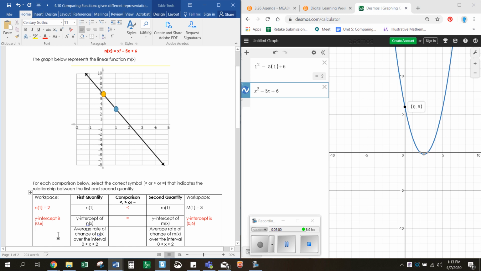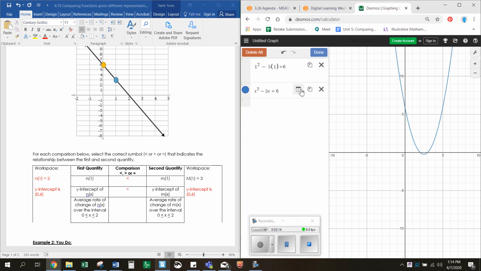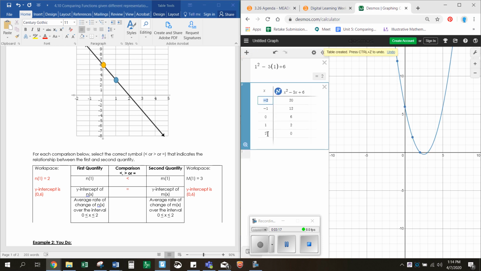Now the average rate of change. Average rate of change means that I should be using the slope formula. And remember, these values, 0 and 2, are x values. So if we go here to our Desmos graph, and if I convert that to a table, I can look where x is 0 and where x is 2 and use that as my points. So I'm going to have x1, y1. I'm going to label them. I'm going to write them 0, 6 and 2, 0.